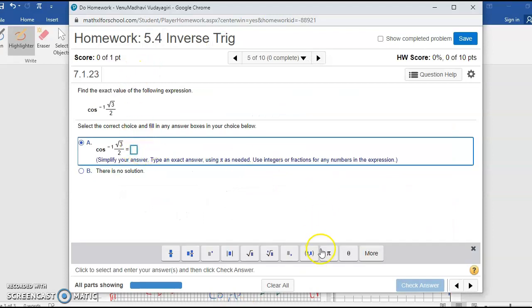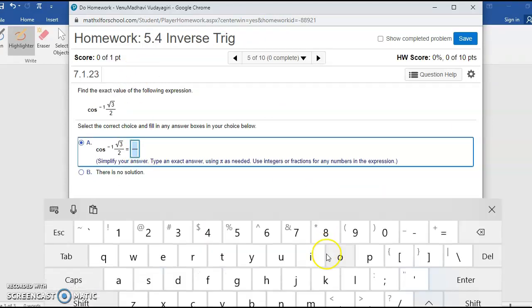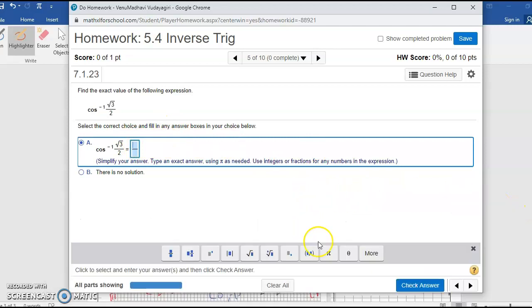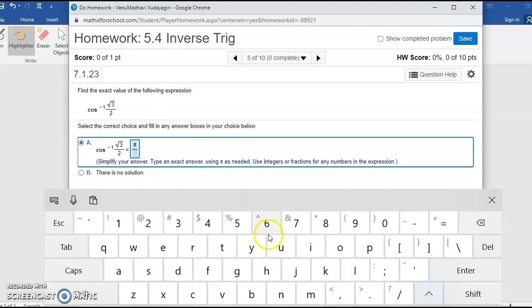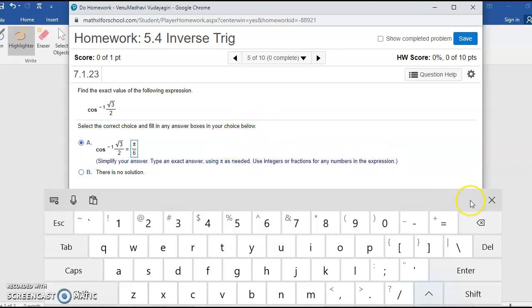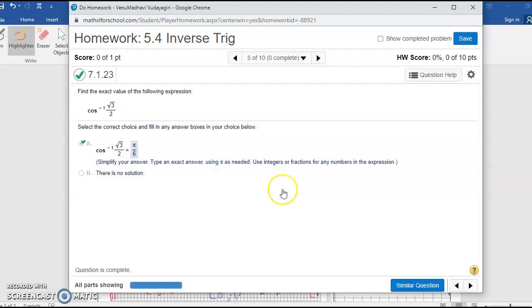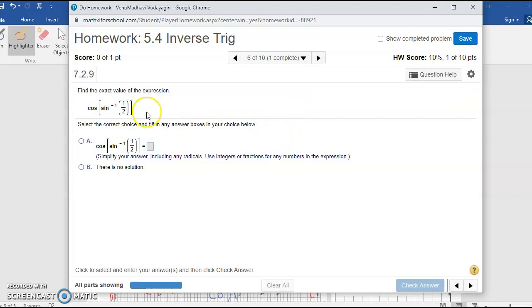So the angle is pi over 6. Okay. So check the answer, and that's it. Let's move on to this kind of question.